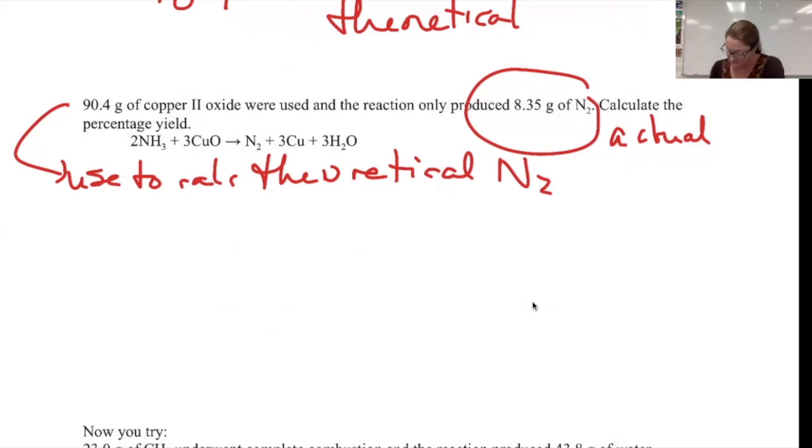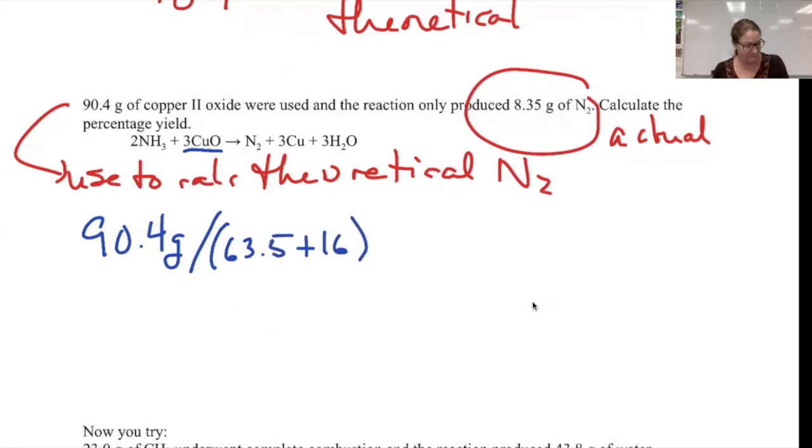So starting with 90.4 grams of copper 2 oxide, I'm going to divide by the molecular weight of copper 2 oxide, CuO, which is 63.5 plus 16, or 79.5. So 90.4 divided by 79.5 gives me 1.14 moles of CuO.